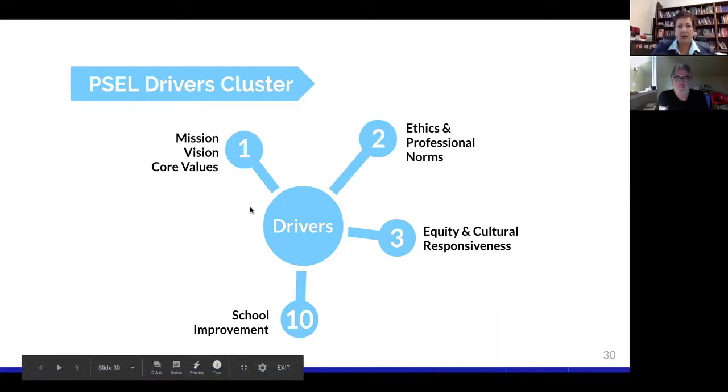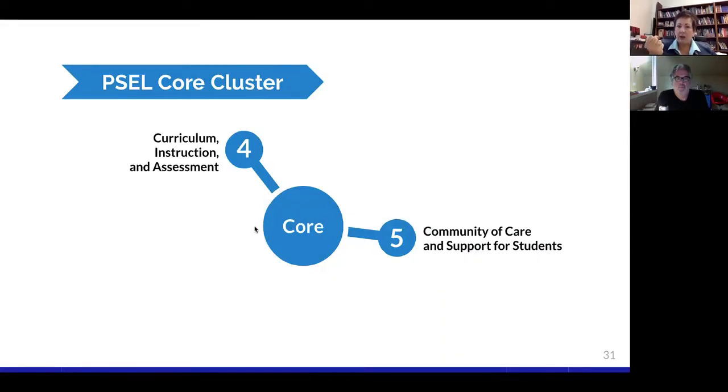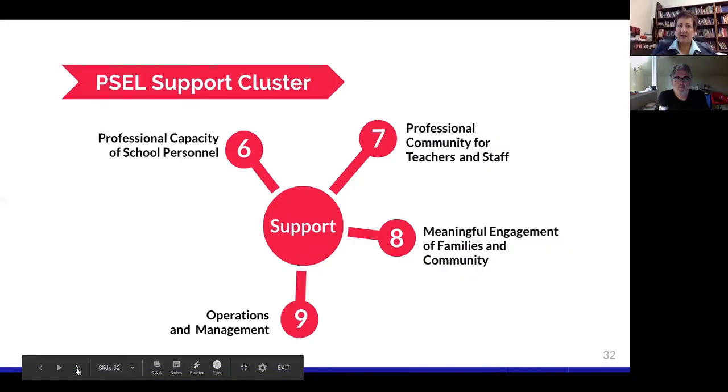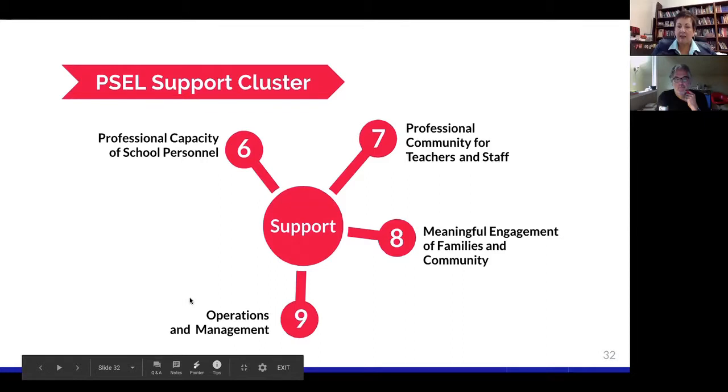So here's a look at those. You see the drivers there, as I mentioned earlier, and the impact they have in focusing the work moving forward. The real heart of the work: teaching, learning, assessment, and this community of care. And then lastly, capacity building, talent development for teachers and staff, meaningfully engaging families and communities. This whole community wrapped around the whole child model is really affirming throughout PSEL, and then a strong nod to operations and management in standard 9.